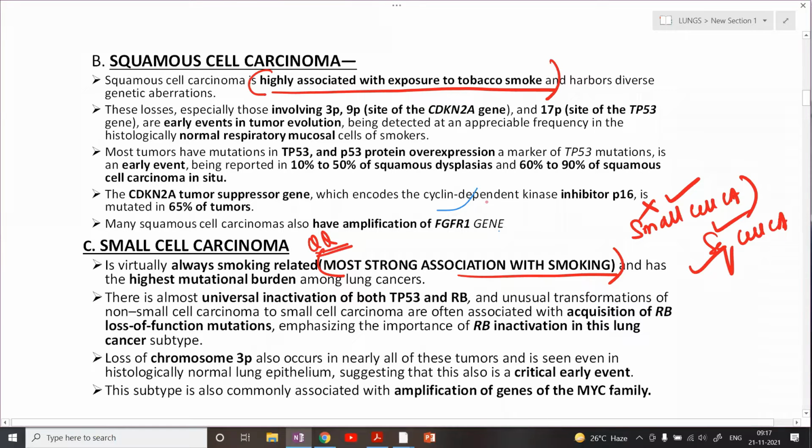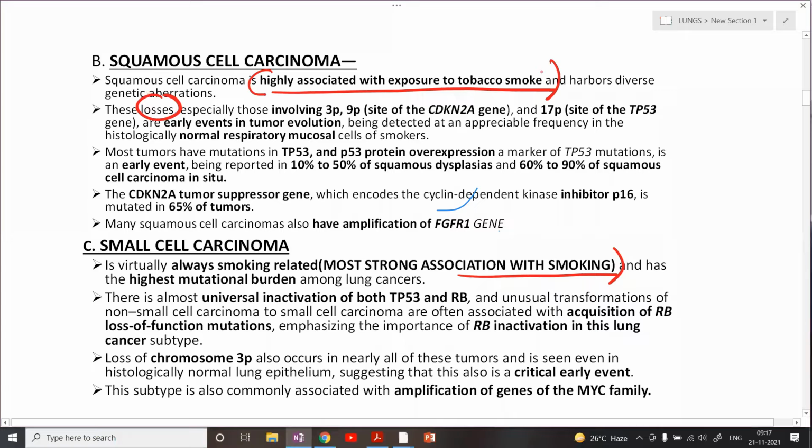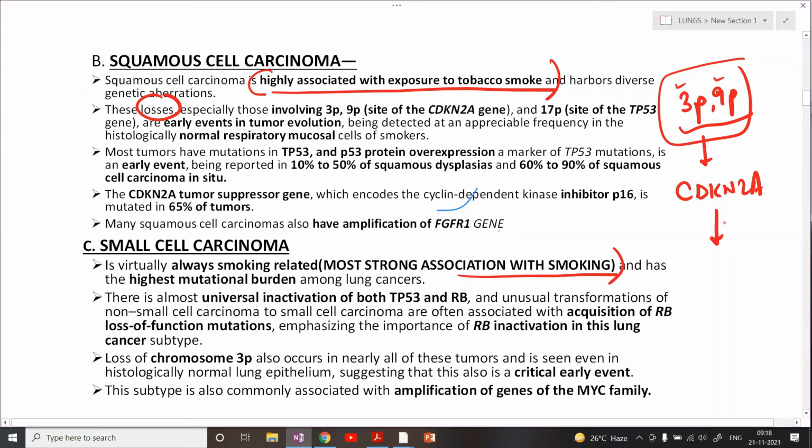So what are the molecular aspects of this? A very important aspect that we have to understand here is these losses. There are losses or deletions of certain genes involving 3p and 9p. This short-arm region of chromosomes 3 and 9 harbors a gene called CDKN2A, which encodes a cyclin dependent kinase inhibitor. It is an inhibitor of CDK.